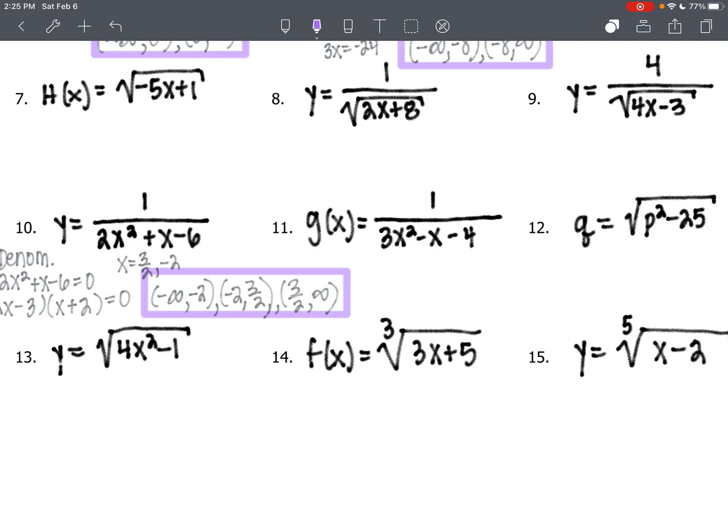Number 11, that's a denominator problem. There's no radical, so I'm going to do the same thing. I'm going to set the denominator equal to 0. In fact, I'm going to let you try this one. You go ahead and try this one and see if you can get this. Press pause and then come back.